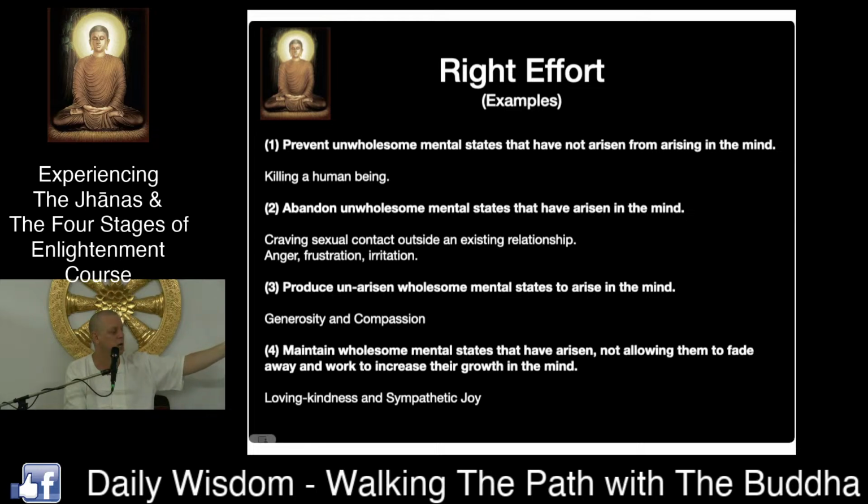But then there's the third and fourth aspect, where you're causing unarisen wholesome mental states to arise in the mind. There are certain wholesome mental states that are not currently in your mind right now, and you're going to need to apply the effort to bring those into the mind. Generosity might be a good example of that. You're going to need to practice generosity on the path to enlightenment. You wouldn't be able to get to enlightenment without practicing generosity. If the mind was selfish, you wouldn't be able to get to enlightenment.